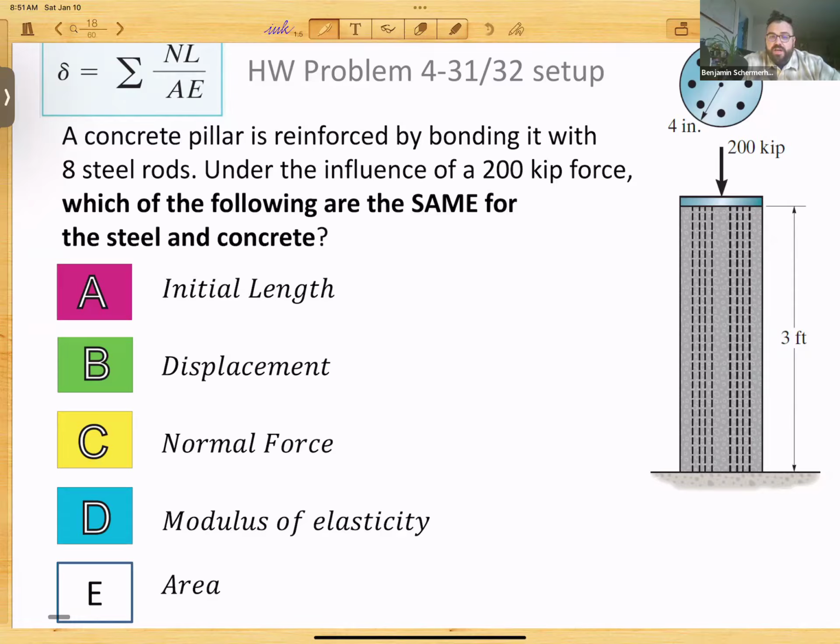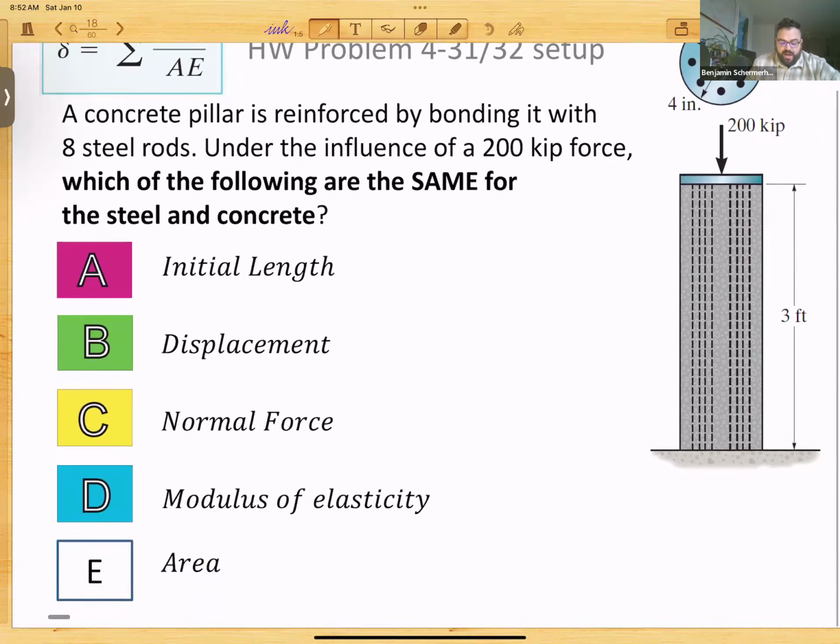Okay, so hopefully you've done that. I usually do this one by one and have a discussion, and we chat about it as a class, which we can't really do here. But I think there are some things that are easily not the same. If we're thinking about steel and concrete, they're both going to have different modulus. The modulus of elasticity for steel is going to be different than the modulus of elasticity for concrete. They're two different materials. They're going to behave differently. So we know it's not D.